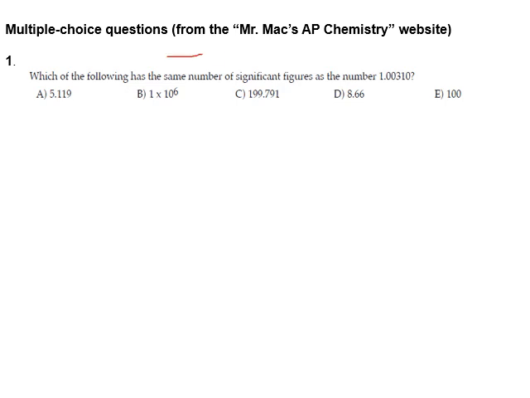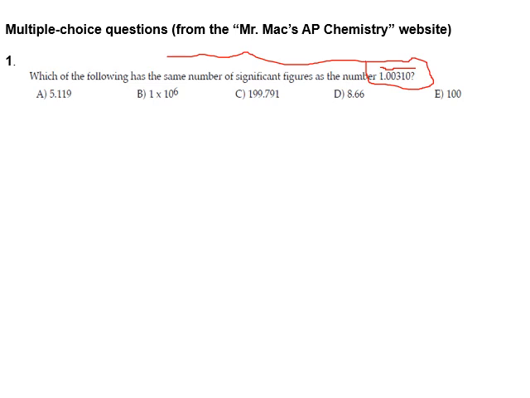Which of the following has the same number of sig figs as this number right here? So count them with me: 1, 2, 3, 4, 5, 6. You agree with that? That last 0 after the 1 before the question mark is significant, isn't it? Because it's stuck in there even though it didn't have to be. It's not a placeholder. Somebody intentionally put that there. It's on the right-hand side of the decimal place, so it is significant.